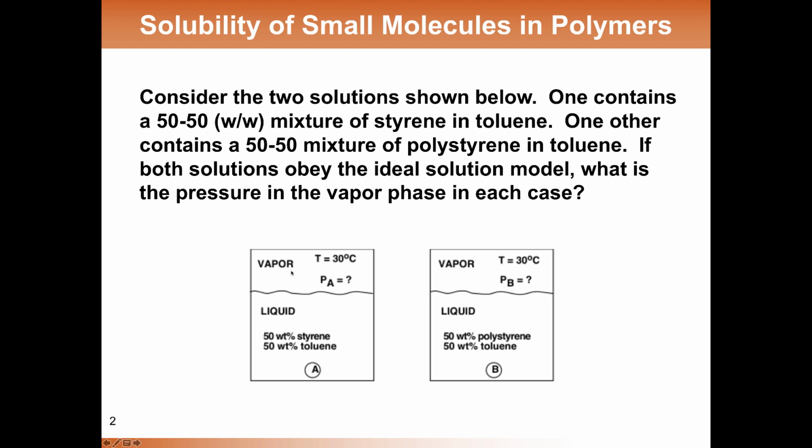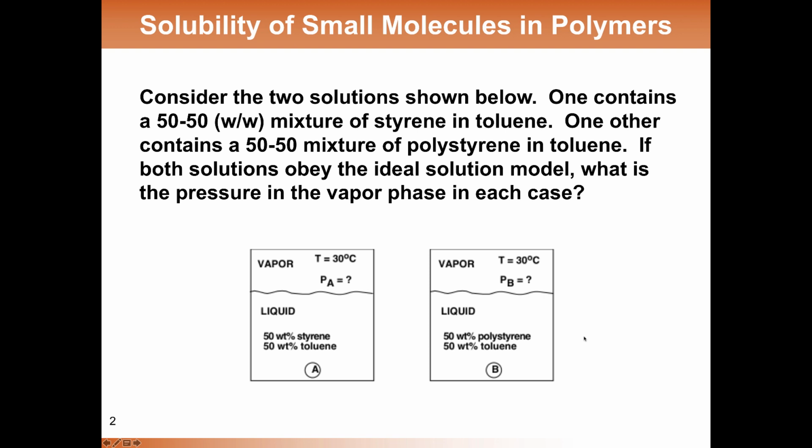And we'll contrast that with another system which now has 50 weight percent polystyrene in it and 50 weight percent toluene. Now, the thermodynamic difference between styrene and polystyrene is that the double bond in styrene has been replaced with single bonds in polystyrene, and the styrene molecules have been hooked together to form the polystyrene. And it turns out that hooking the monomer units together has a profound impact on the thermodynamics of such systems.